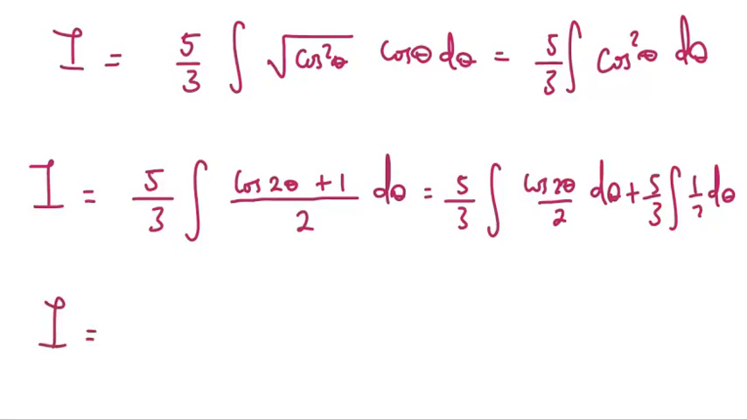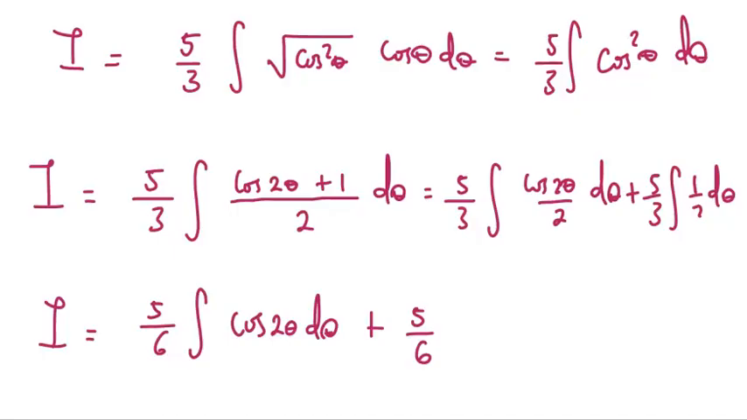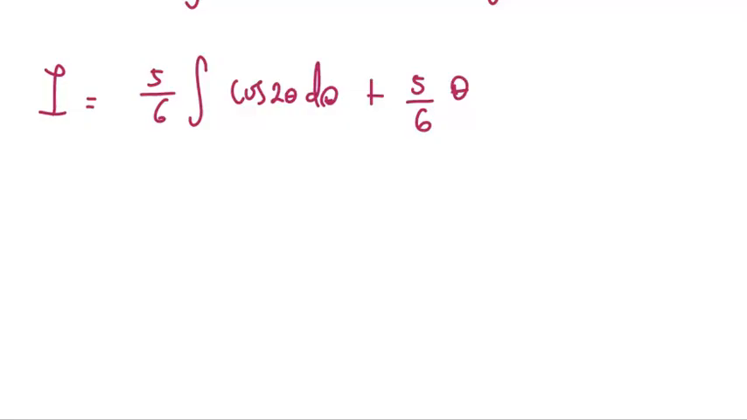So here I is equal to 5 over 6 multiplied by the integral of cosine of 2 theta d theta, plus, this is just 5 by 6 again, right? Then the integral of d theta, that is giving us just theta. Now, how do we evaluate the integral of cosine 2 theta?